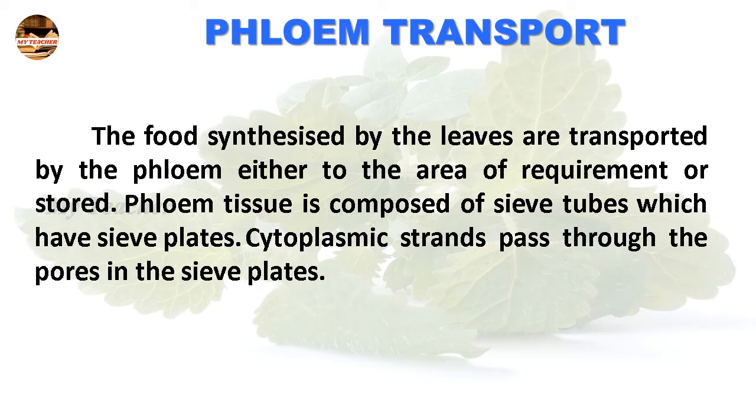Phloem transports food, that is sucrose, from a source to a sink. The source is the part of the plant that synthesizes food, that is the leaf, and the sink is a part that needs or stores the food. But the source and sink may reverse depending on the season or the plant's need.